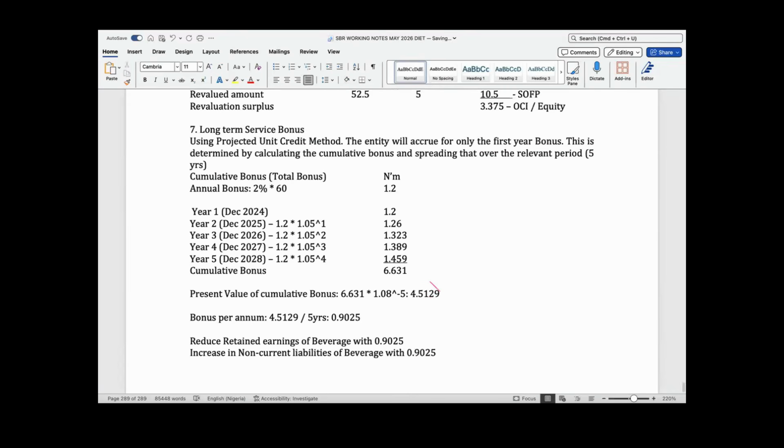So I mean, Fashion, would you have gotten this right in the exam? No, sir. Ha ha ha ha ha. Wow.